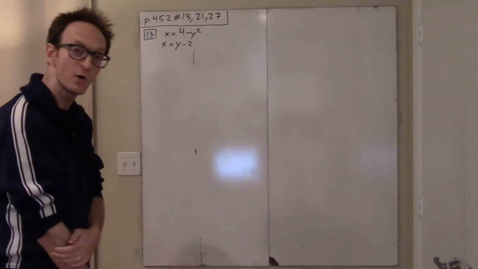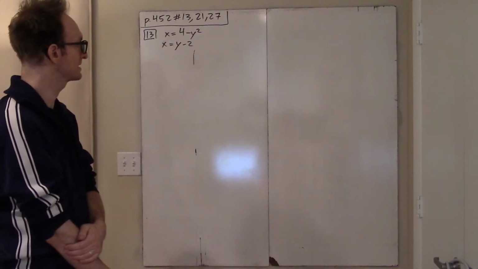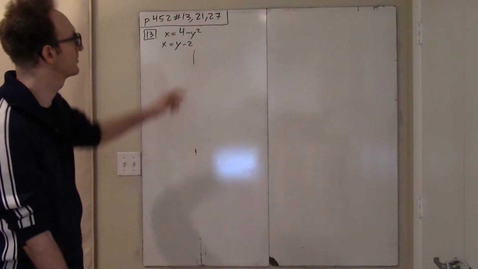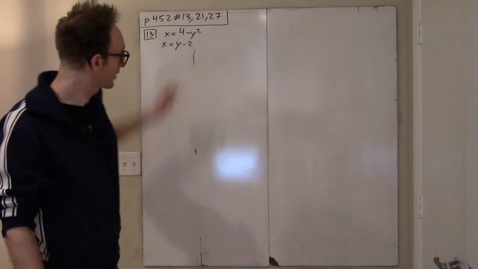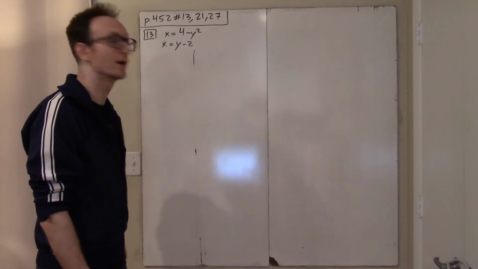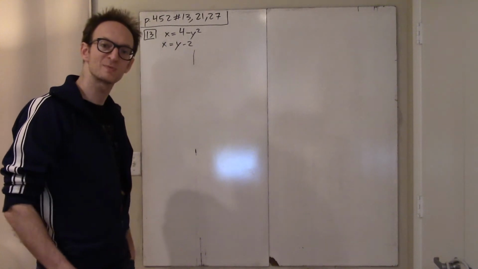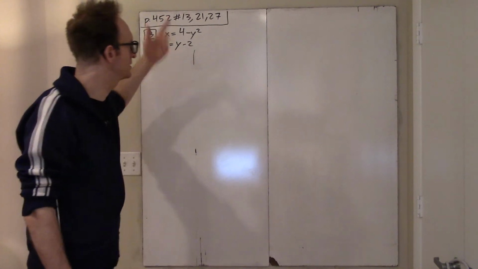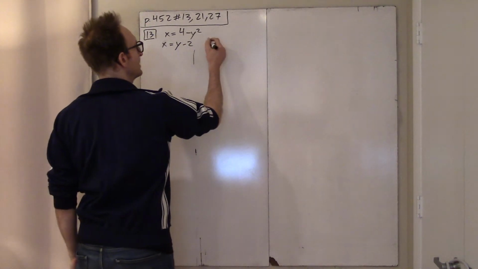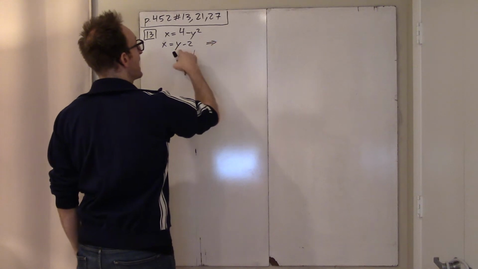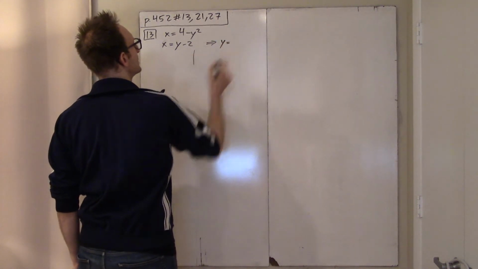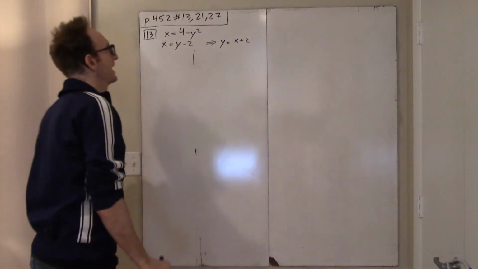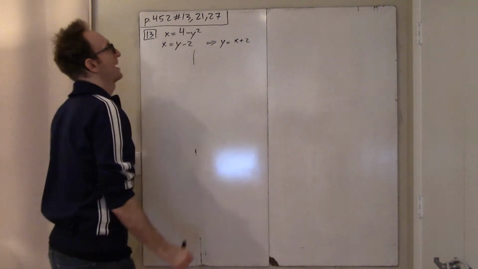Well, you have to know all the things, and in particular, you should be comfortable with the x equals 4 minus y squared curve. What is it? Well, it's a sideways parabola. We learned this in pre-calc C. And what is x equals y minus 2? It's just going to be a line. And maybe you even want to convert this line into y equals x plus 2, just for ease of drawing. And x is going to be 4 minus y squared.